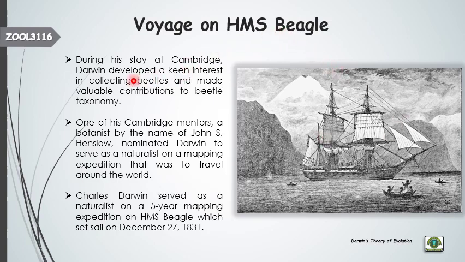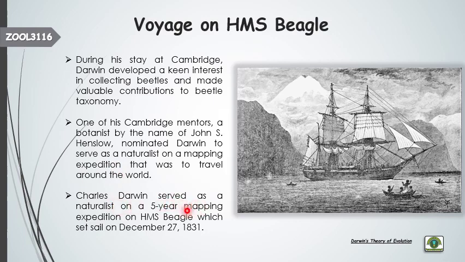During his stay at Cambridge, Darwin developed a keen interest in collecting beetles and made valuable contributions to beetle taxonomy. This was his stay at Cambridge when he was getting the training of the clergy. One of his Cambridge mentors, a botanist by the name of John S. Henslow, nominated Darwin to serve as a naturalist on a mapping expedition that was to travel around the world. Expedition means traveling in search of something; in mapping, this traveling is known as an expedition.